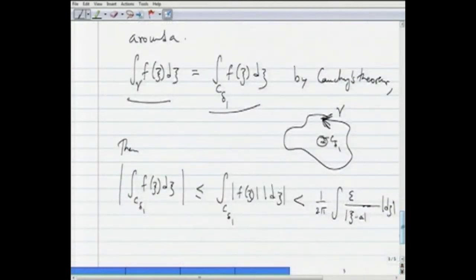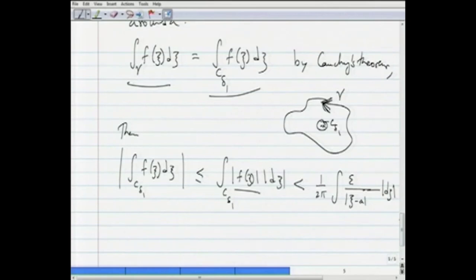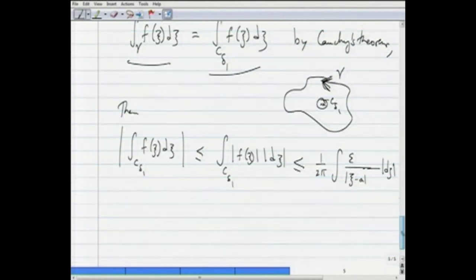And so, we can say that the modulus of f of z is less than or equal to 1 by 2 pi, epsilon by modulus zeta minus a, mod d zeta, and then divide by 2 pi. This is on C delta 1. So, this is equal to epsilon by 2 pi times 2 pi. So, this integral 1 by mod z minus zeta minus a mod d zeta is 2 pi. So, that cancels and this is equal to epsilon. So, this is less than epsilon.